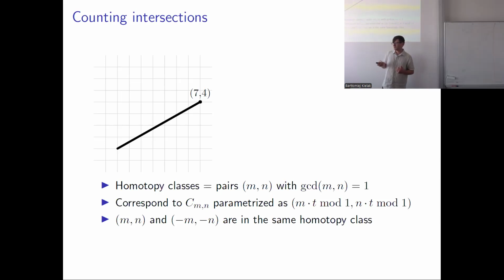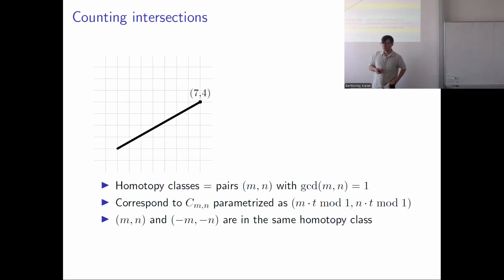This coprime condition is just to ensure that the curve that we would like to think about has no self-intersections. And such a pair of integers corresponds to some parametrization of a curve, which is given by this c_{m,n}, which just multiplies the first coordinate by m and the second coordinate by n. So here's an example in a picture. Remember that we think of a torus as a plane where points are identified. So this is an actual picture of some curve.